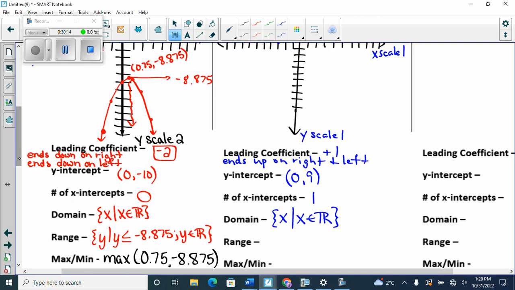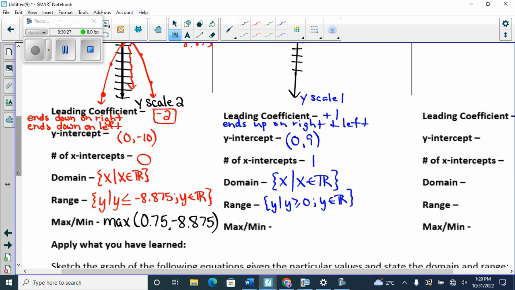So we're going to go y such that y is greater than or equal to 0. y is an element of the reals. And this is a minimum at -3, 0.